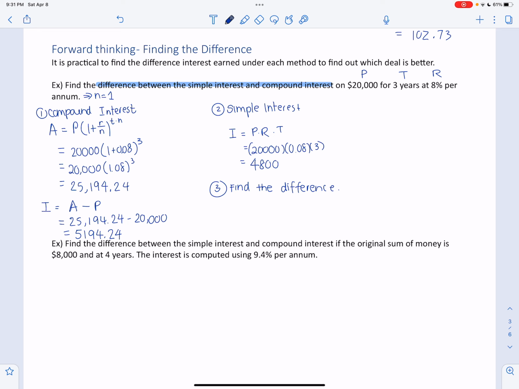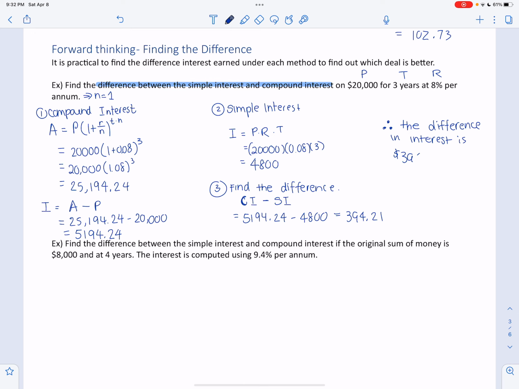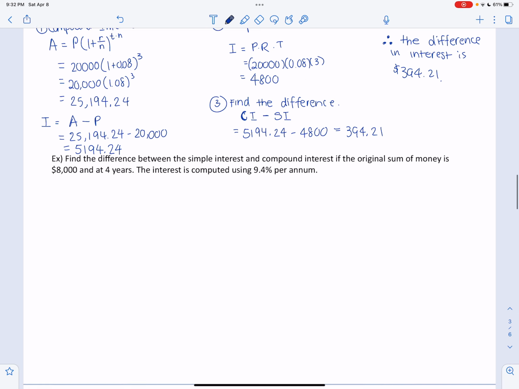Okay, so you take number 1, compound interest, minus the simple interest. That's $5,194.24 minus the $4,800. So the difference is, drum roll, $394.24. Okay, so this is the shortcut: therefore, the difference in interest is $394.24. Okay? So that's going forward.